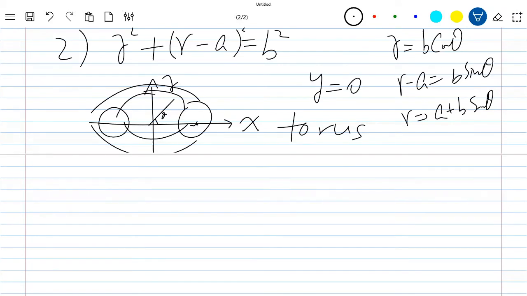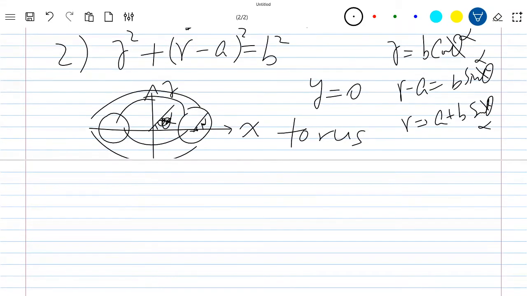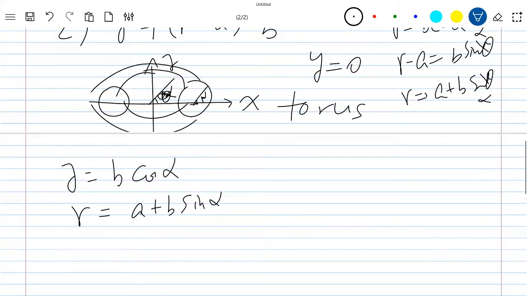Then, I shouldn't use the symbol theta. Let me call it alpha. This is still theta, and this is alpha: cosine alpha, sine alpha. So you have z equals b cosine alpha, and r equals a plus b sine alpha. And theta is just the polar coordinate.